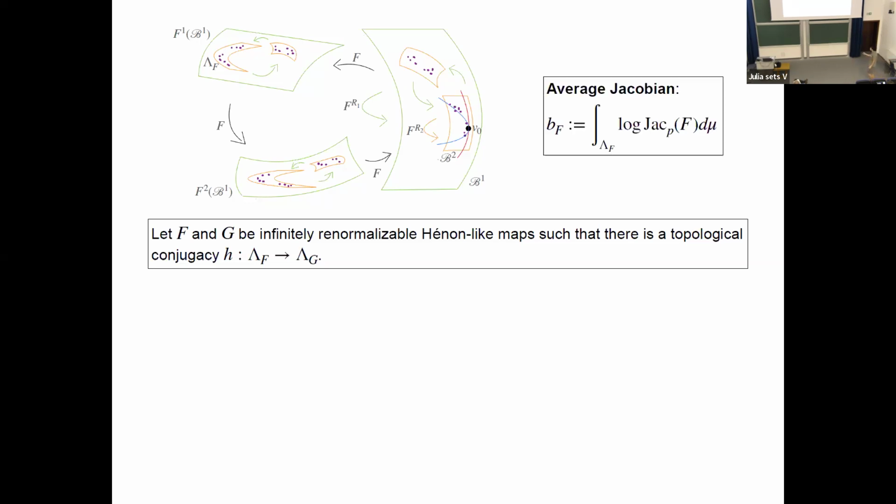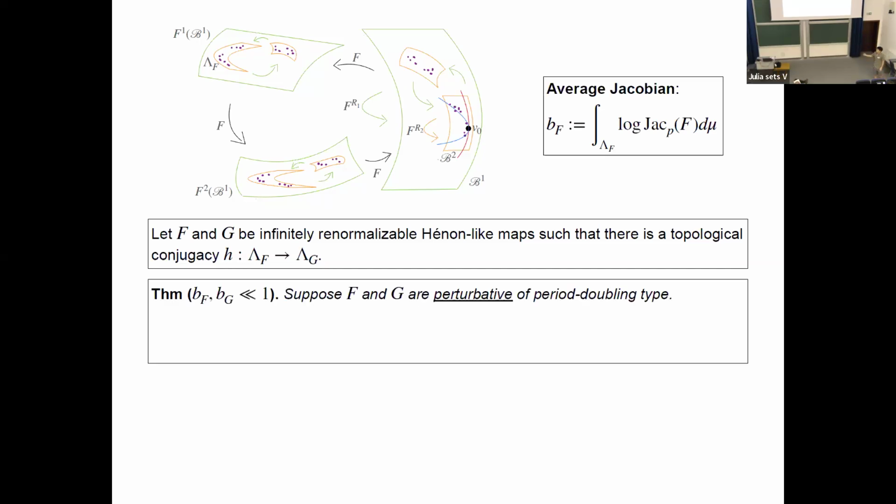Yeah? So it turns out that a parameter which is of fundamental importance is something called the average Jacobian. So basically, you take the Jacobian of the two maps, you average it out on the renormalization limit set. Yeah? If you're comfortable with Oseledets' theorem, think of this as just the negative Lyapunov exponent of your map on this Cantor set. Okay? So then the first rigidity theorem came from the work of Lyubich, Martens, and Palmisano.